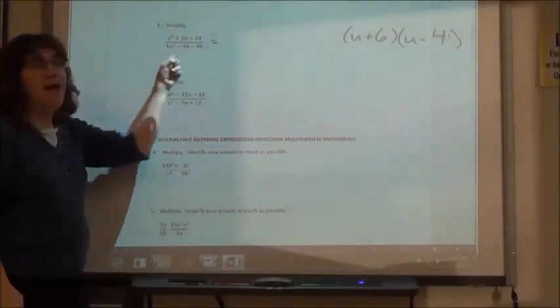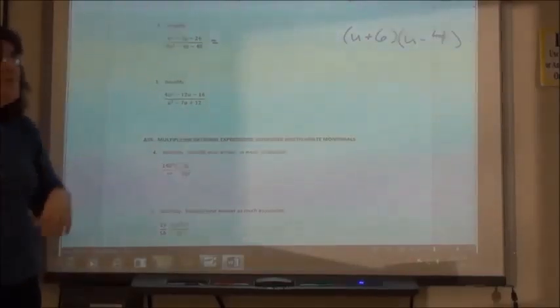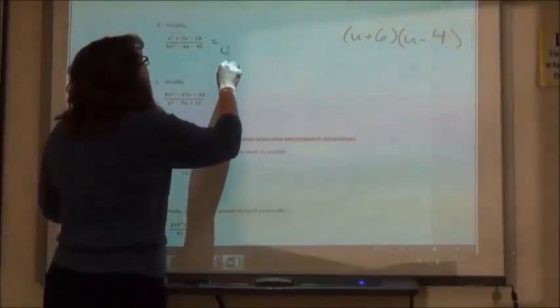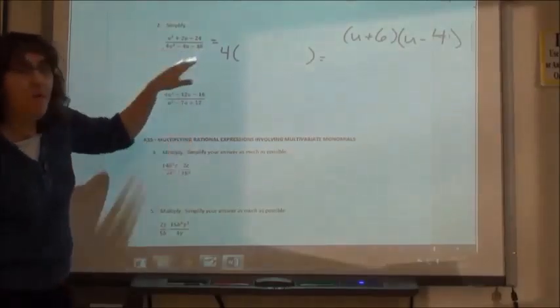Now, if we look at the bottom, that one does have a greatest common factor. I can divide all of those by 4. All of those are divisible by 4. So I'm going to divide them all by 4 first.